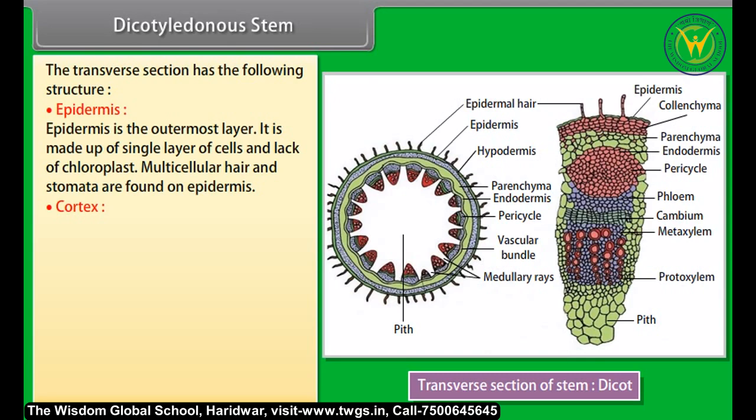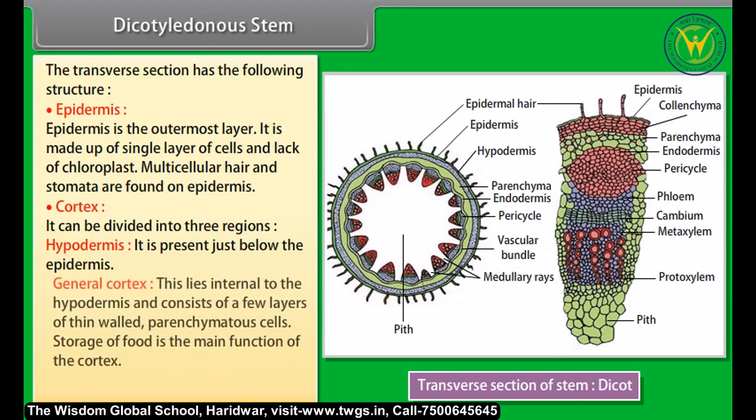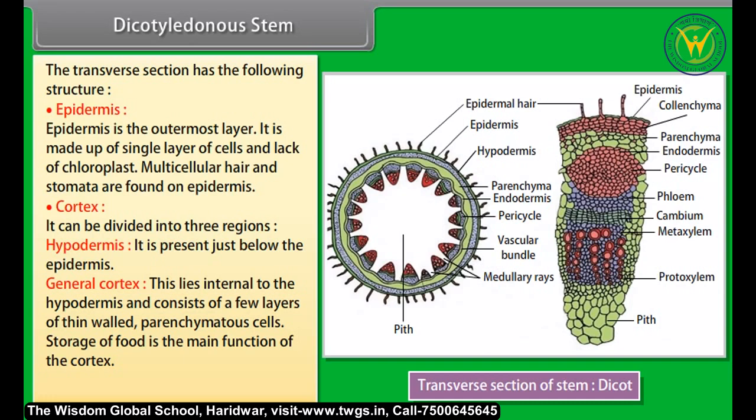Cortex. It can be divided into three regions. Hypodermis. It is present just below the epidermis. General cortex. This lies internal to the hypodermis and consists of a few layers of thin-walled parenchymatous cells. Storage of food is the main function of the cortex.